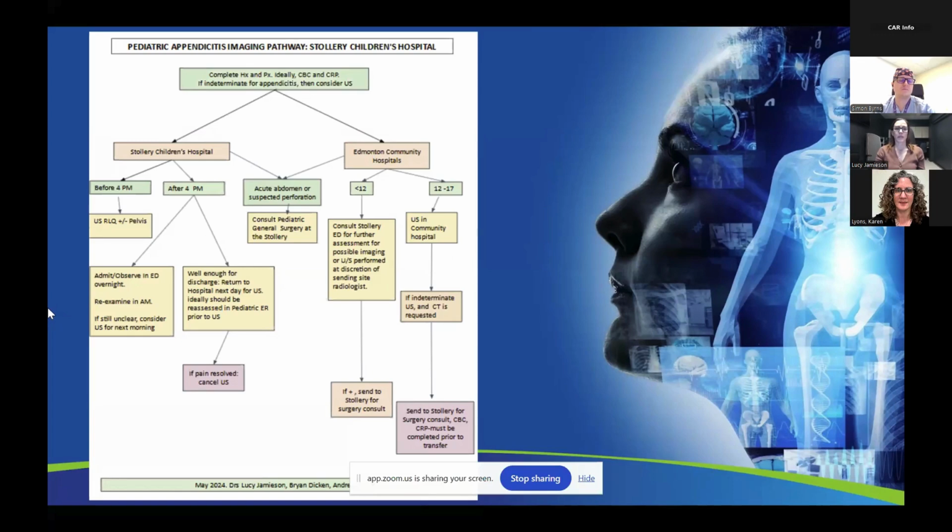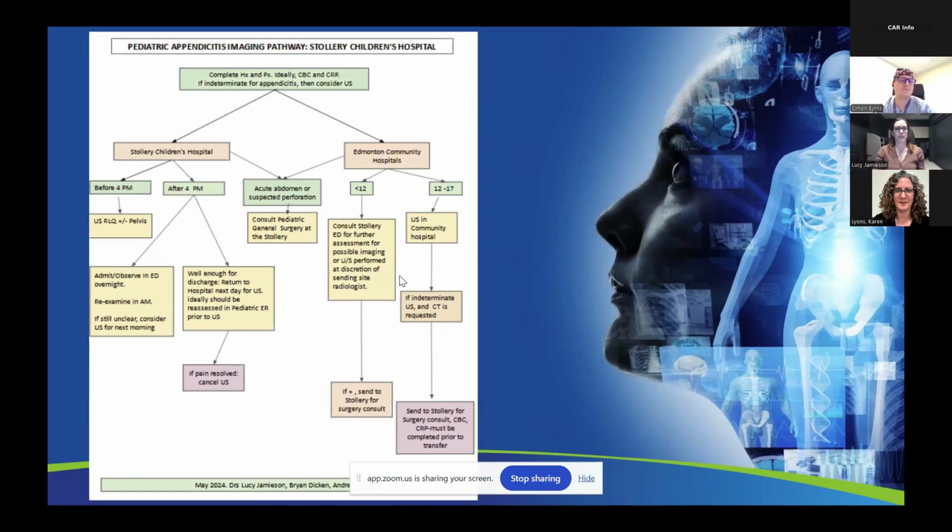The big changes are that children less than 12 in the community hospitals are just sent to the Stollery for imaging. That way we have experienced ultrasound techs who are used to imaging children who are kicking and mobile and in pain. And children over the age of 12 can be imaged in the community. If it's an indeterminate ultrasound and CT may be requested, then they're sent to the Stollery where they can be assessed by pediatric emergency doctors and have a surgery consult and have a more comprehensive clinical exam and looking at laboratory values. So this has really decreased the number of CT exams throughout the city.